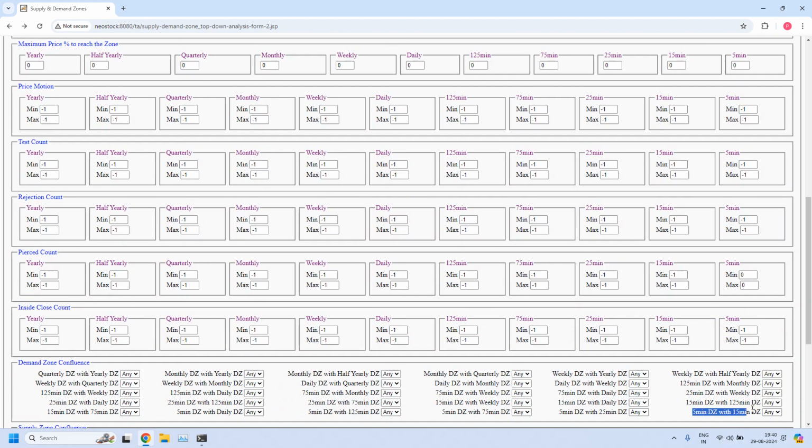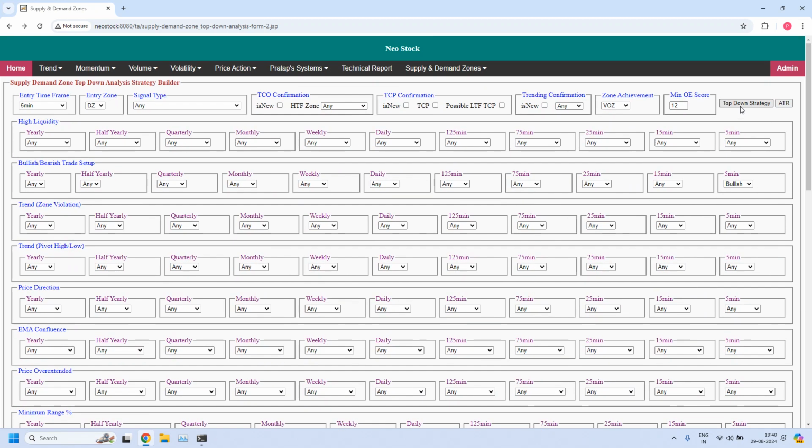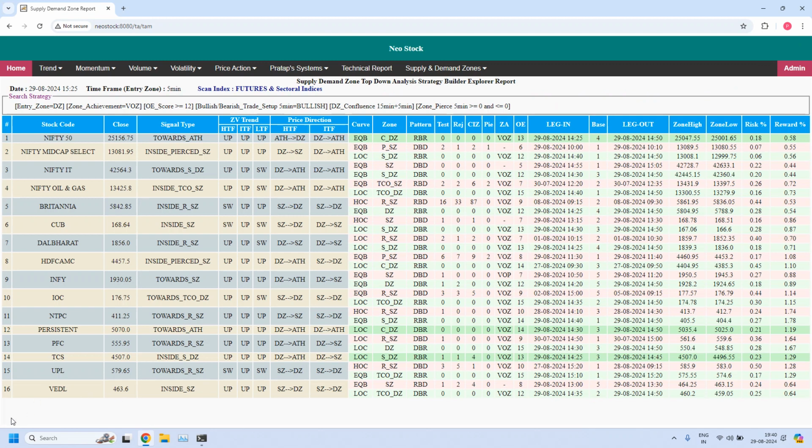So 5 minutes demand zone with 15 minutes demand zone, I enable the filter. With this filter, we have listed 16 stocks. The list has come down to 16. All these 16 stocks are having confluence with the 15 minute zone. That means even Nifty 50 5 minute zone is also having confluence with 15 minute zone, and also Nifty 50 demand zone is a high liquidity zone. Even Nifty Midcap Select is also supporting. That is also a high liquidity zone.